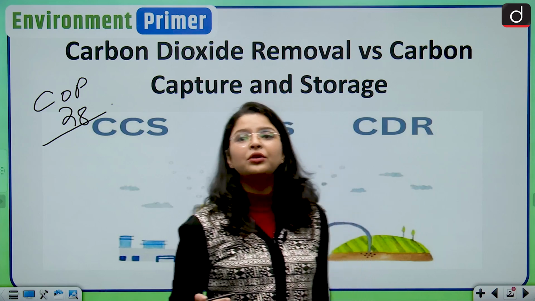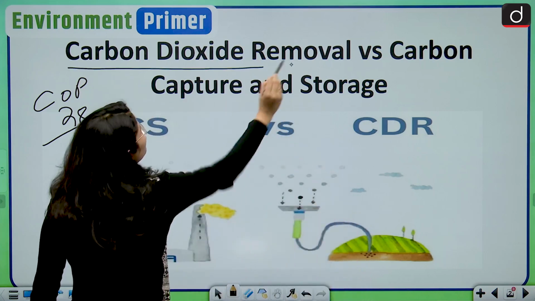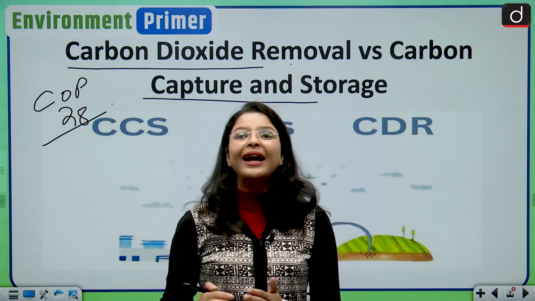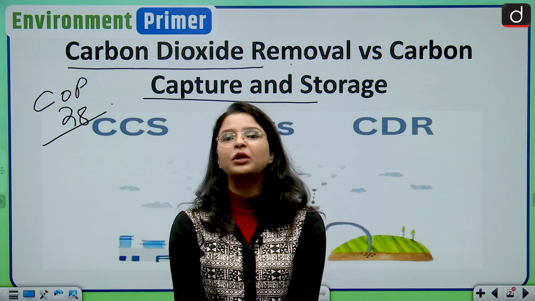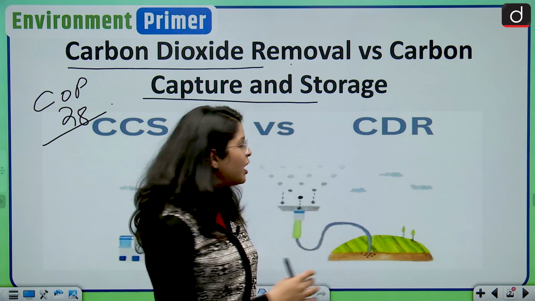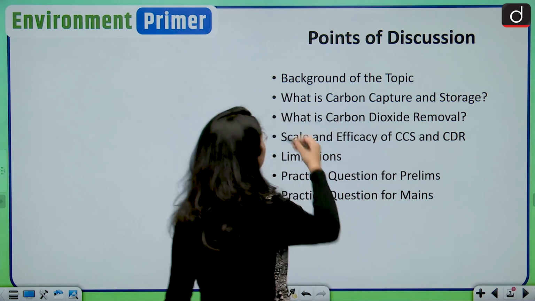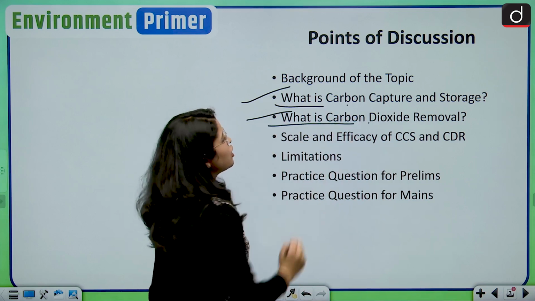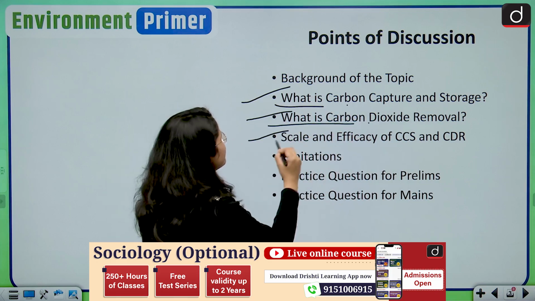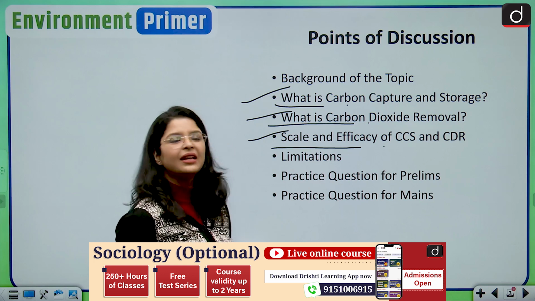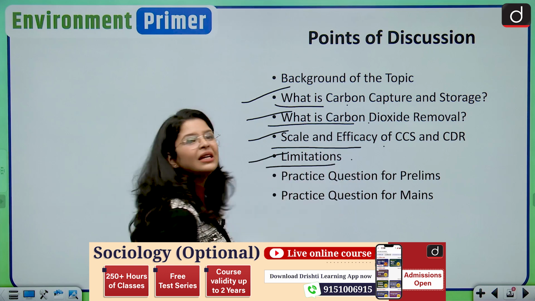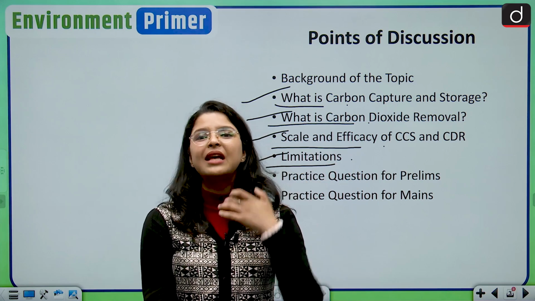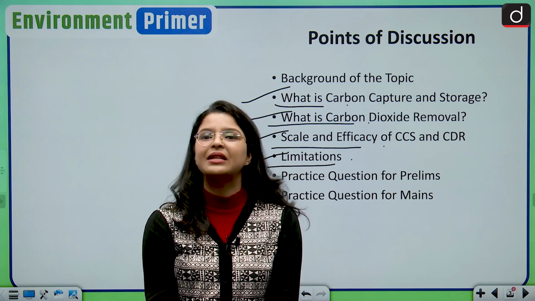Okay, so today we are going to discuss carbon dioxide removal versus carbon capture and storage. These two techniques were very widely discussed and deliberated at the COP28 this year. In this discussion, we are going to study what this carbon capture and storage technique is. We are also going to see what carbon dioxide removal is. We are also going to analyze the scale and efficacy of CCS and CDR. Then we are also going to analyze the limitations of using these techniques, and in the end we are going to see a practice question for your prelims examination and a practice question for your mains examination.